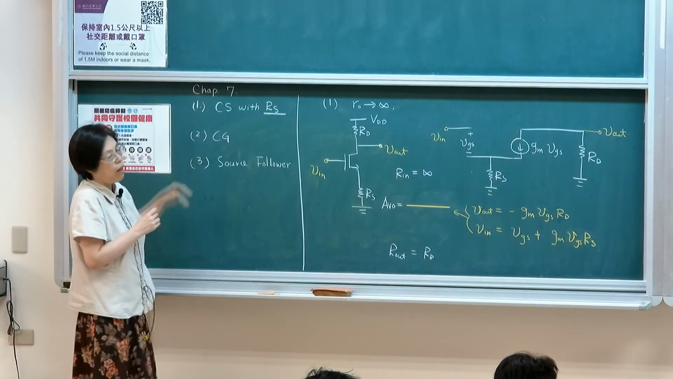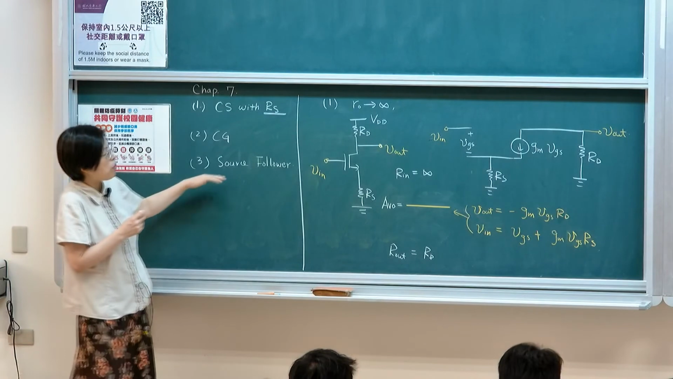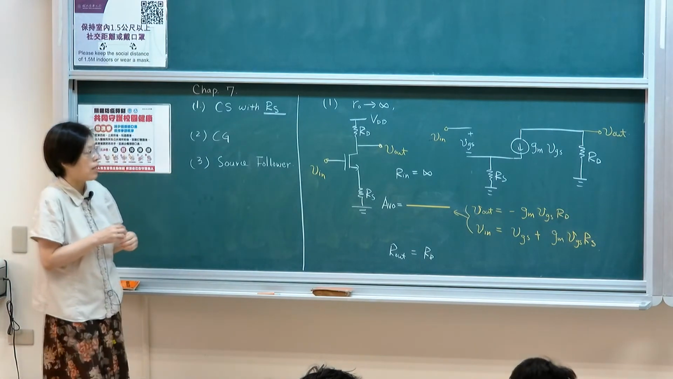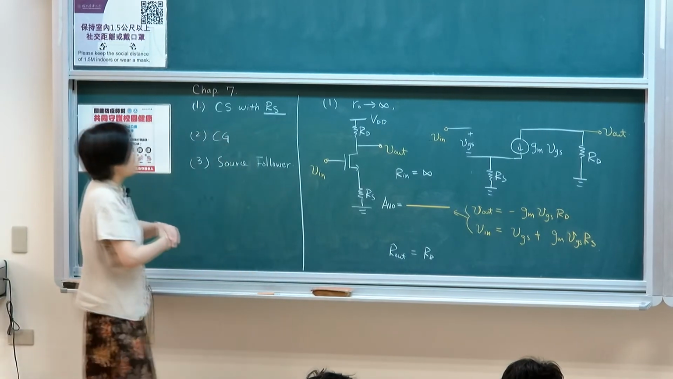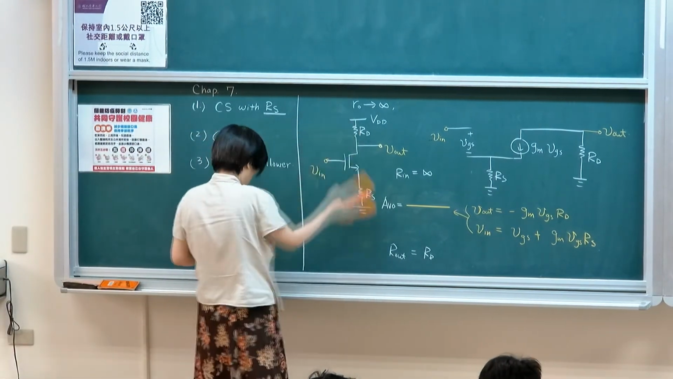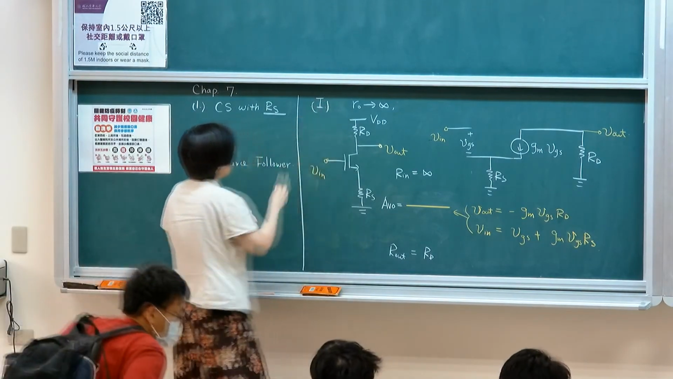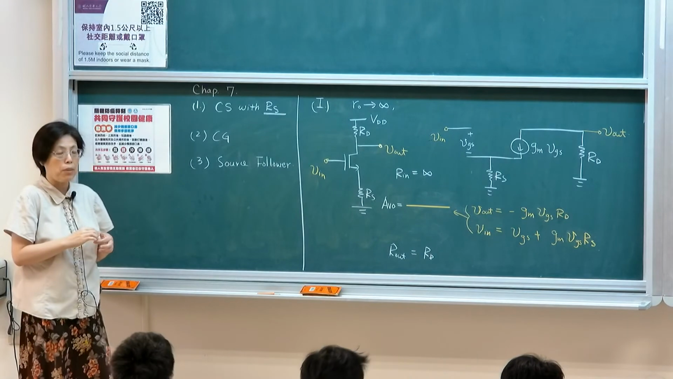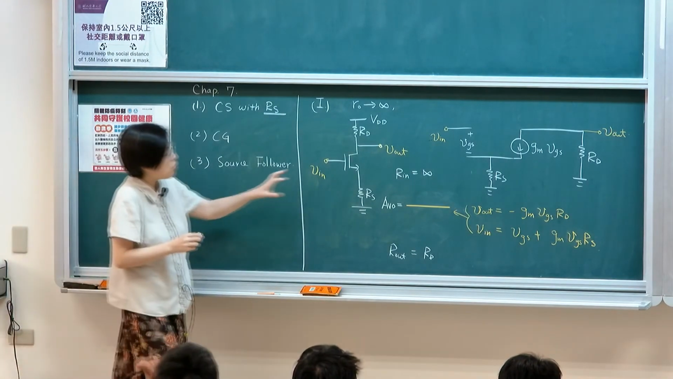And of course, we're going to talk about the common gate structure as well. And the last part is the source follower examples. So first, let's dive into the discussion of a common source. Let's start with the discussion of a common source amplifier with source degeneration.